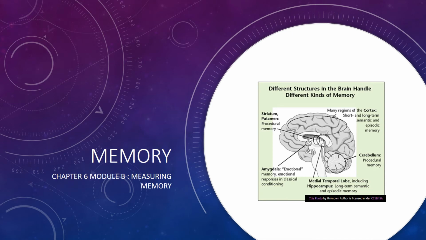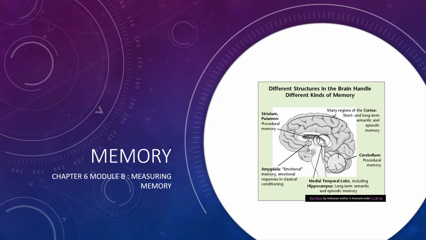In Module B, we're going to start looking at how we can measure memory. And I thought this graphic was interesting. It's not something that you need to worry about just yet. We will be talking about the brain and memory a little bit later, but just the idea that we use a lot of our brain to help us remember. Different parts of our brain are crucial for different kinds of memory. So for instance, the amygdala is mostly tied to emotional memories, but more about this a little bit later.